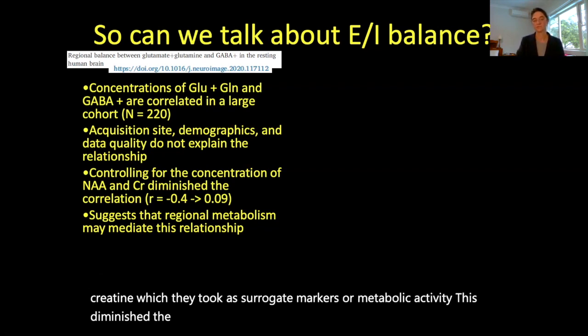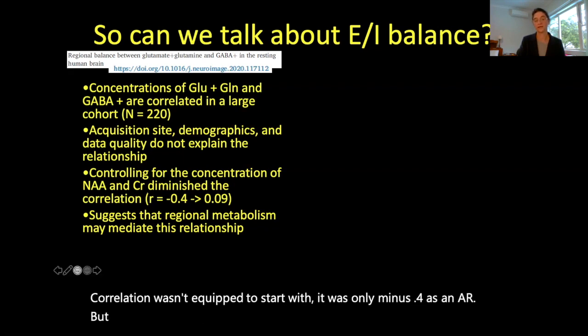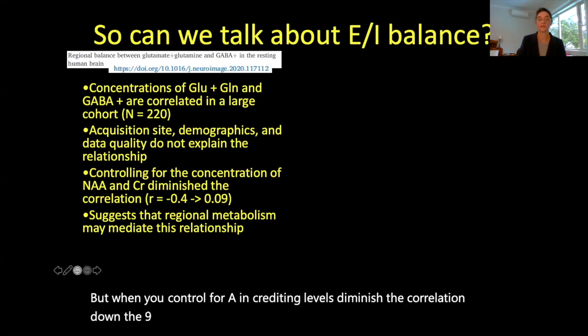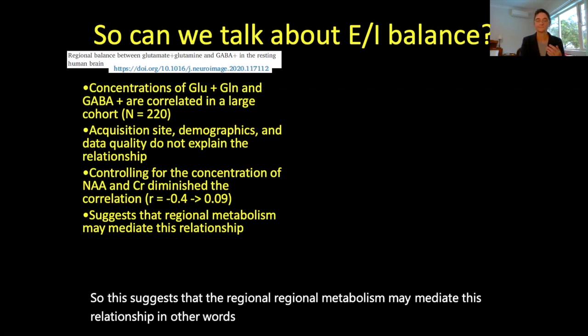The correlation wasn't that good to start with. It was only minus 0.4 as an R. But when you control for NAA and creatine levels, it diminished the correlation down to 0.09, R equals 0.09. So this suggests that the regional metabolism may mediate this relationship. In other words, it's context dependent.